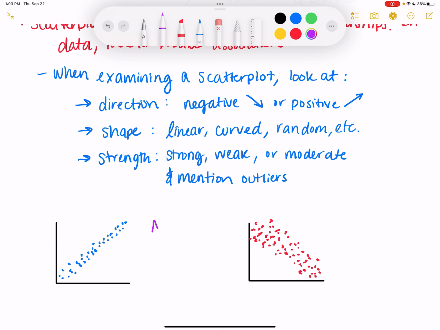What do we think about the second one? I would say it's weak. Yeah, weak. Negative. Yeah. Weak, negative, linear relationship.